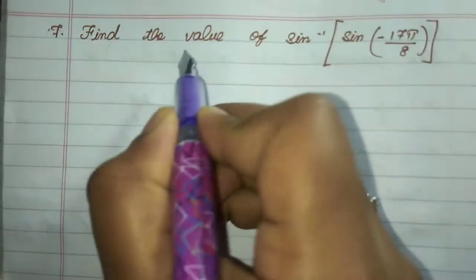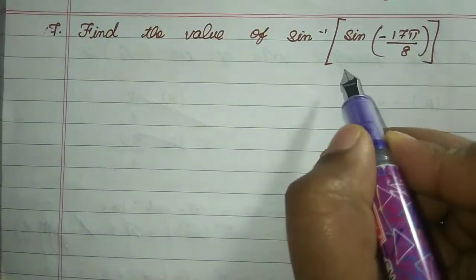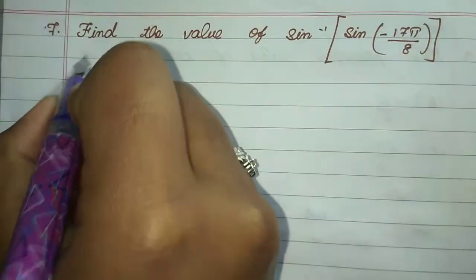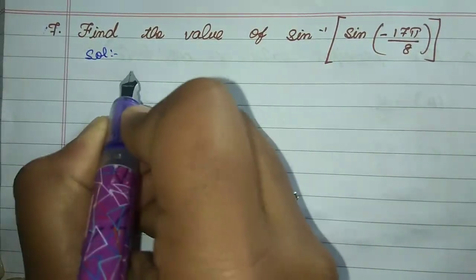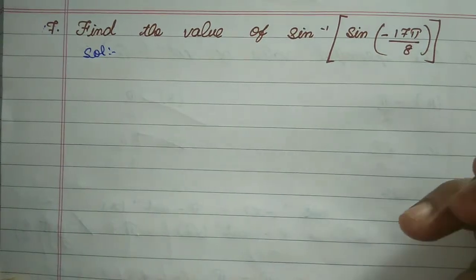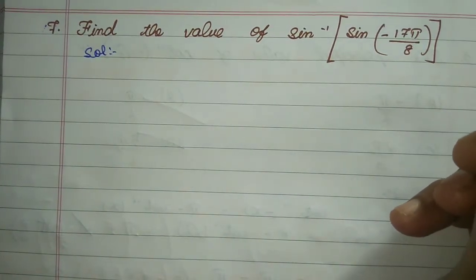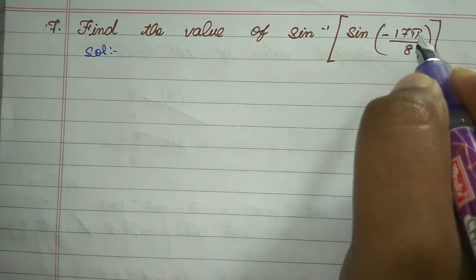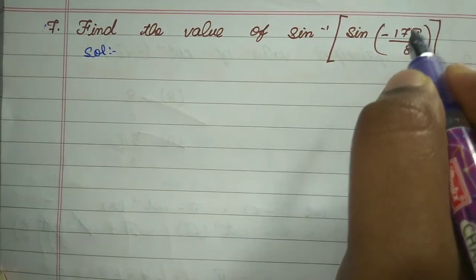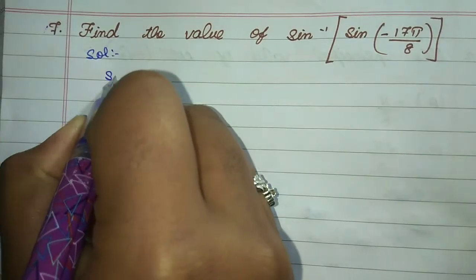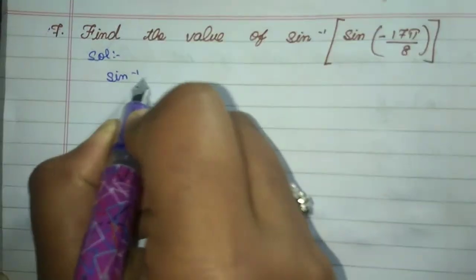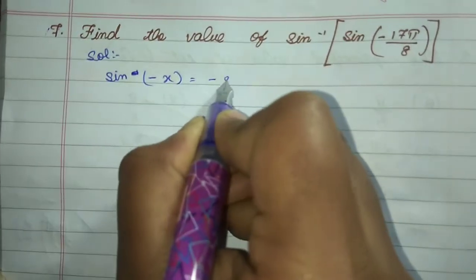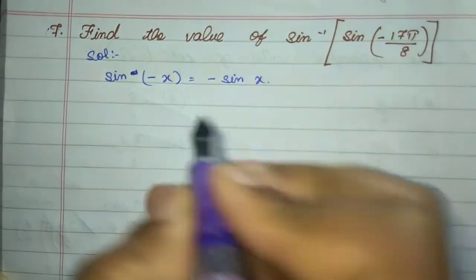Question 7. Find the value of sine inverse of sine of minus 17 pi by 8. Solution. So till now we were seeing cos of minus some x and cot of minus some x. We were simplifying that first, so here also we will be doing the same. So we know that sine of minus x is equal to minus sine x. Now we will be using this formula.